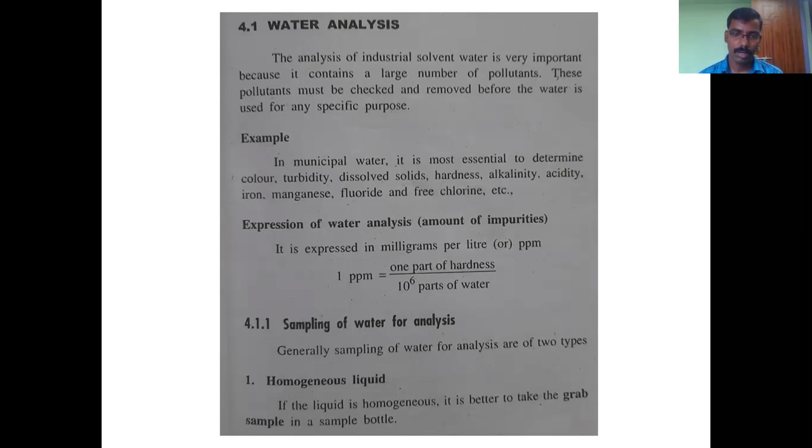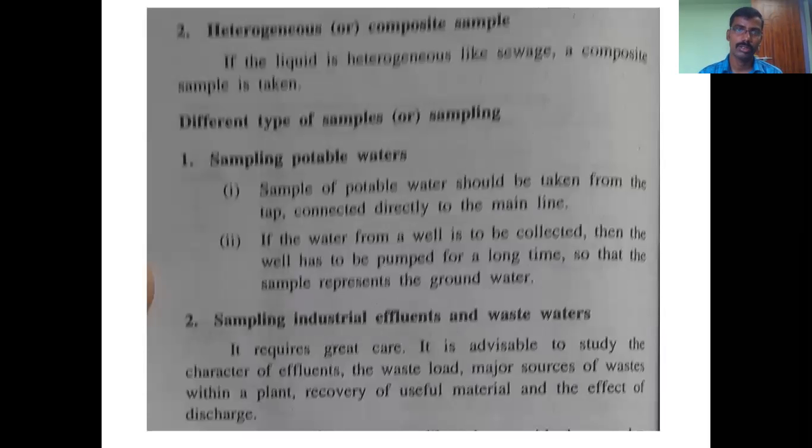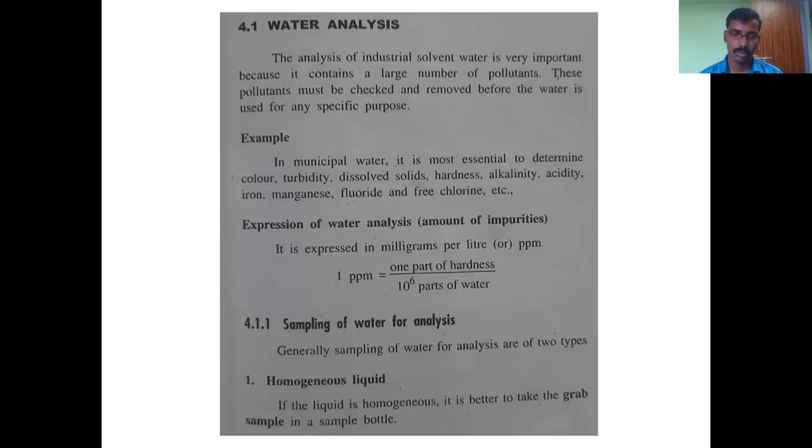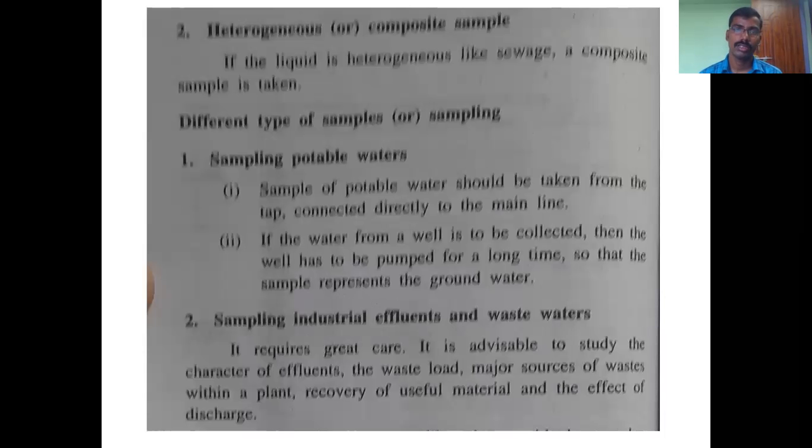Next one, the sample of water for analysis. Generally, samples of water for analysis are of two types: homogeneous liquid and heterogeneous liquid. First one is a homogeneous liquid. If the liquid is homogeneous, it is better to take a grab sample in a sample bottle. Then heterogeneous or composite sample. If the liquid is heterogeneous, like sewage, a composite sample is taken. Different types of sampling: one is sampling in potable water, the second one is sampling of industrial effluent and waters.